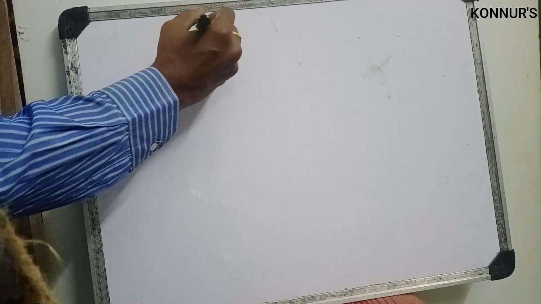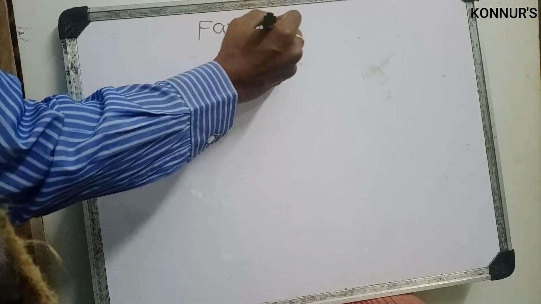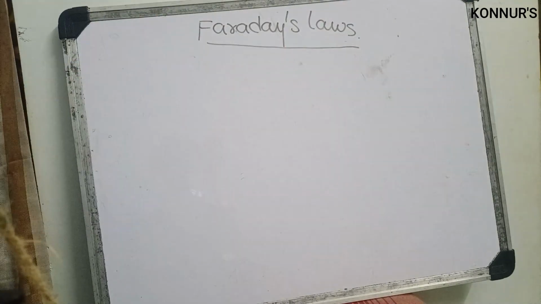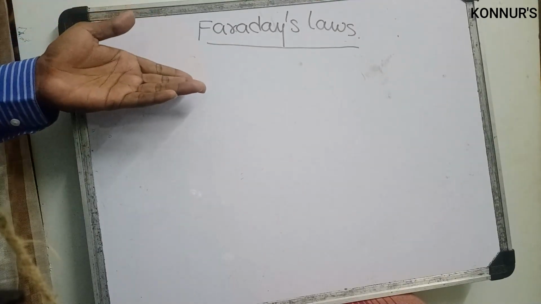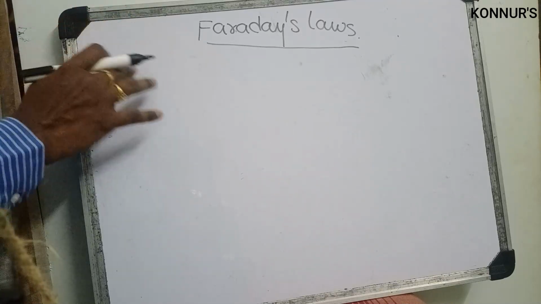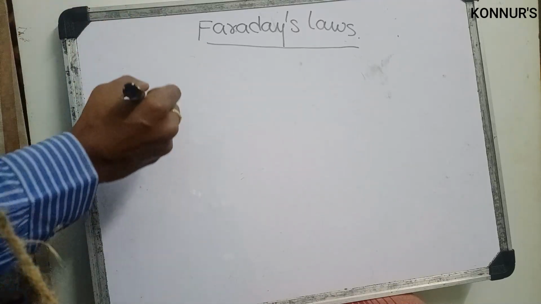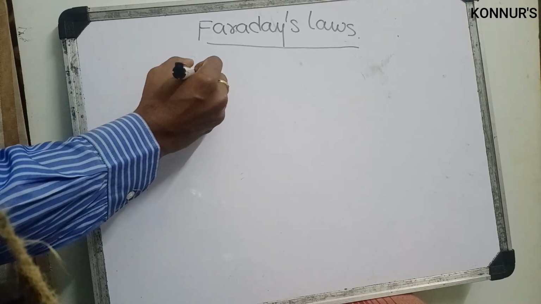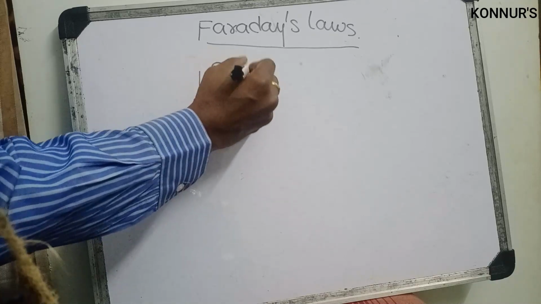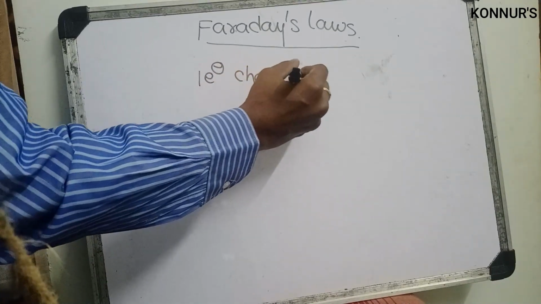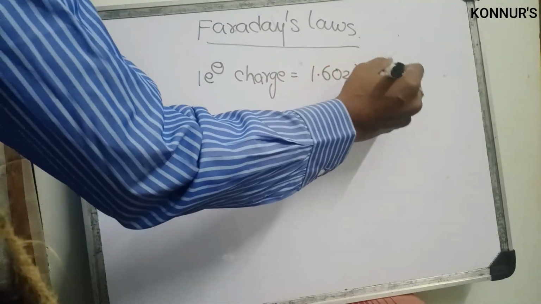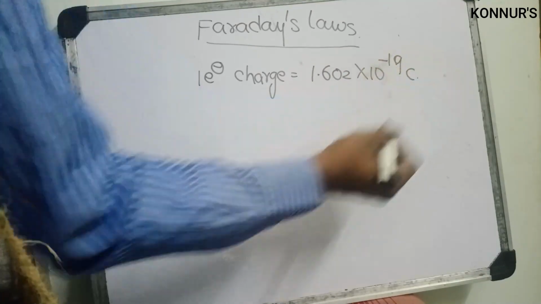In electrolysis, we have two important famous laws. Those are Faraday's laws. Faraday's laws, two are there. Before going to Faraday's laws, we must think about our current. Which one do you call current? The flow of electrons. See, one electron charge is equal to 1.602 into 10 to the power of minus 19 coulombs.